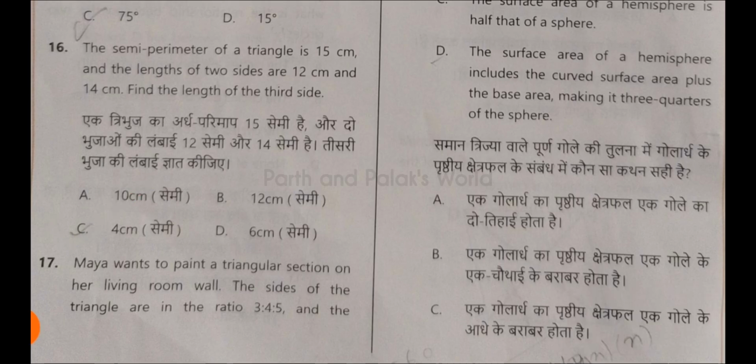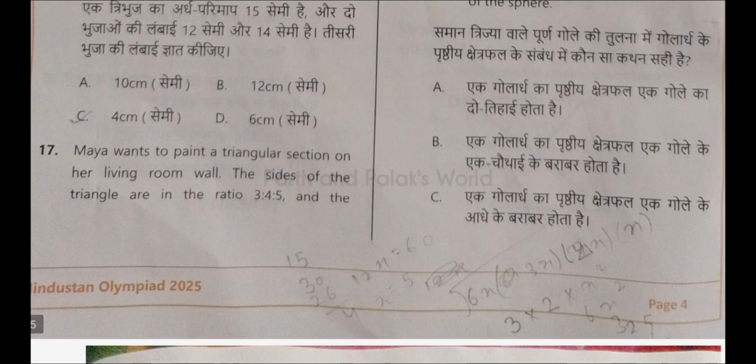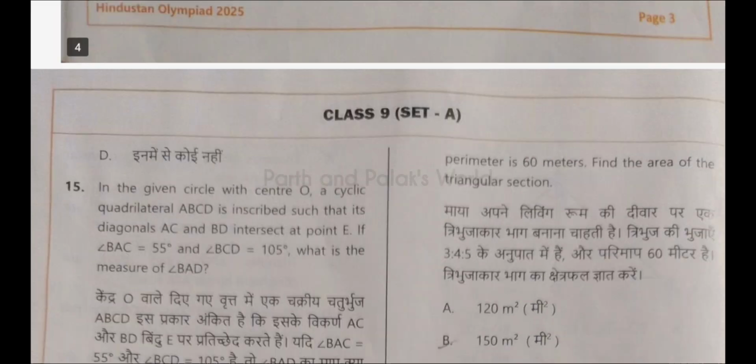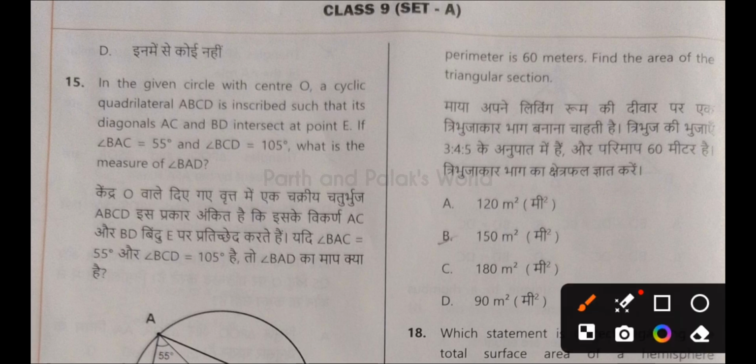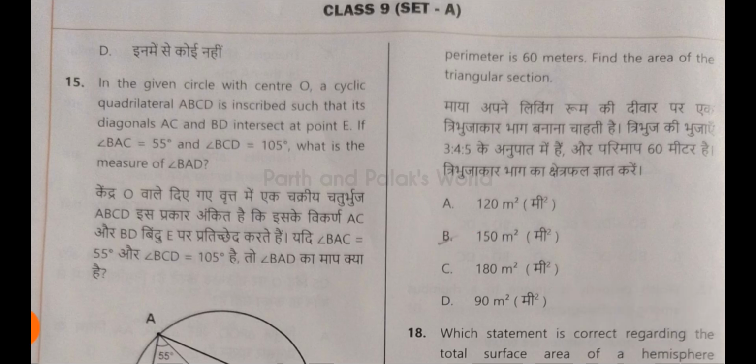Question number 17. Maya wants to paint a triangular section on her living room wall. The sides of the triangle are in the ratio 3:4:5. The next part of the question is: the perimeter is 60 meters. Find the area of the triangular section. The correct answer of this question would be option B, 150 meters square.